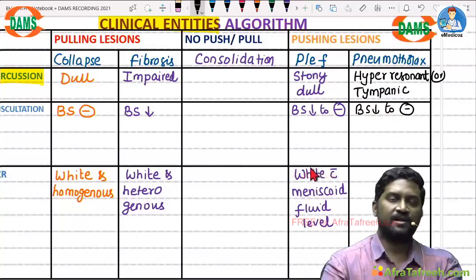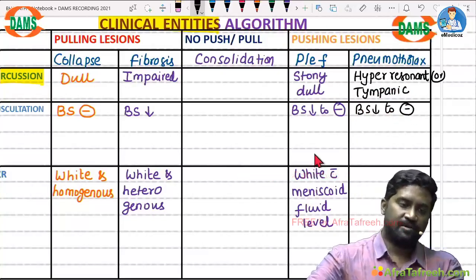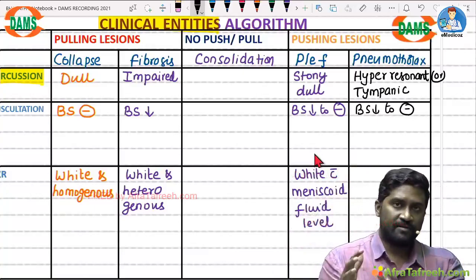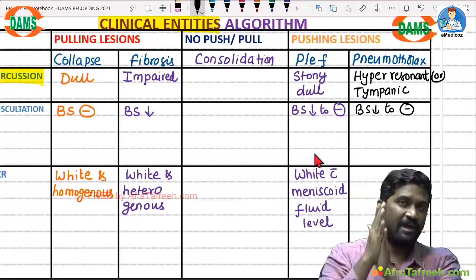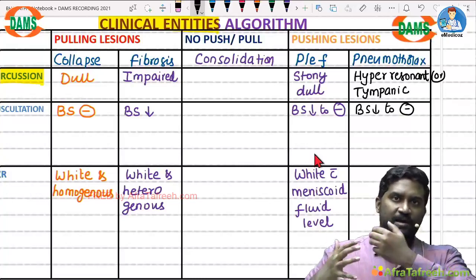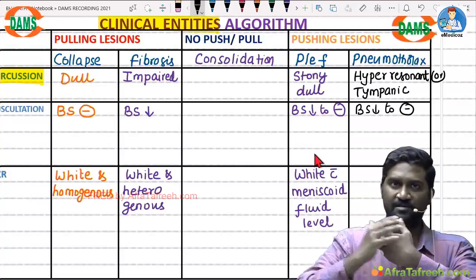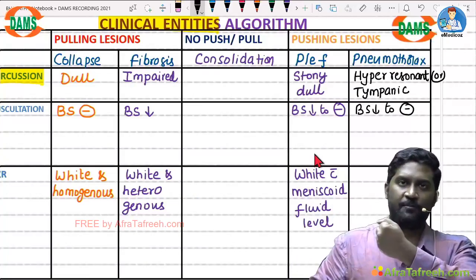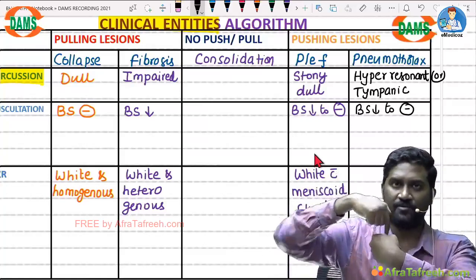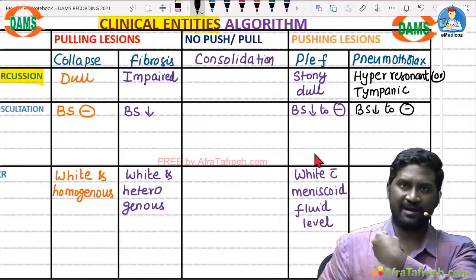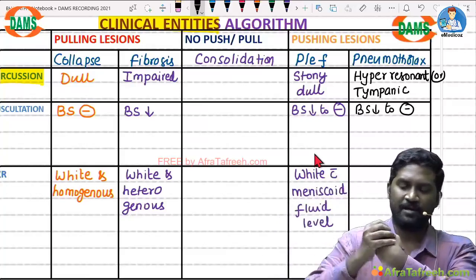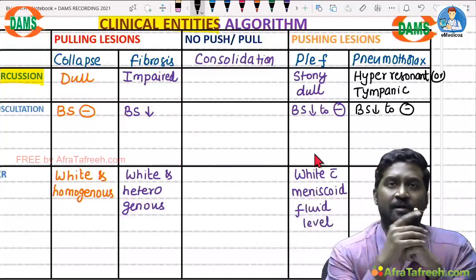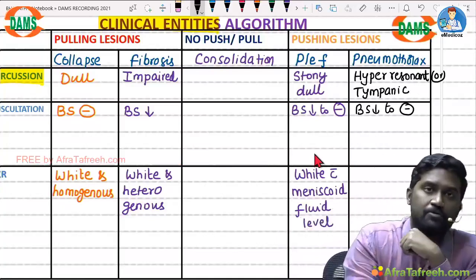Now you should get a valid doubt. This is air, but still breath sounds are diminished to absent. What is the reason? Whenever there is pneumothorax, there is excess air in the pleural space. This air will start compressing the lung. See, for breath sounds to happen, air should be flowing within the lung. Now because the lung is getting compressed by the pneumothorax, air will not flow into the lung. Because air is not flowing in the lung, breath sounds will be diminished to absent.